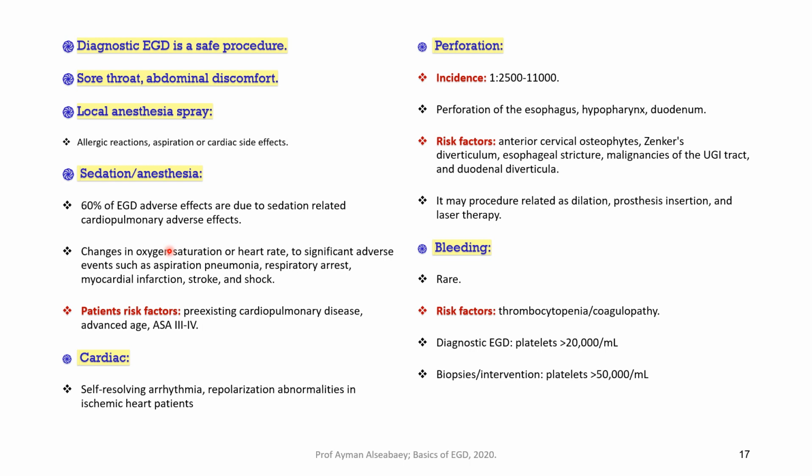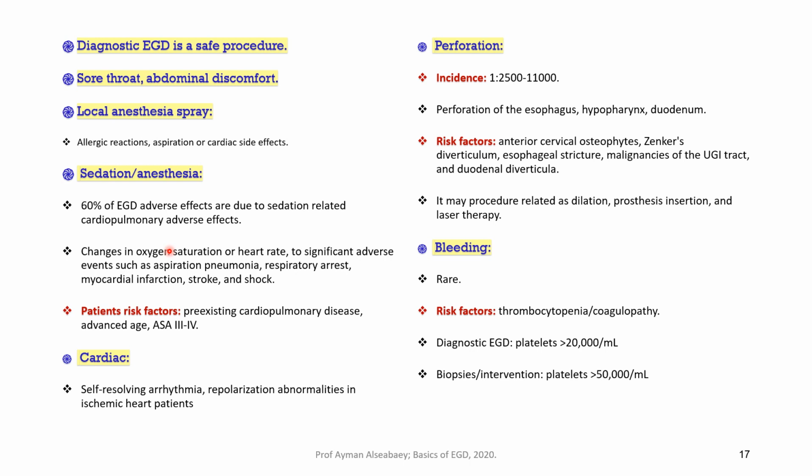The most common sites for perforation are the hypopharynx, the duodenum and the esophagus, which are narrow, and you may use force to negotiate and pass through them. There are risk factors for perforation, like anterior cervical osteophytes, which narrow the lumen, as we will know later. Zenker's diverticulum is a common cause of esophageal perforation, because you don't know where the lumen is. Esophageal stricture, if you try to traverse it strongly. Malignancies of the upper GIT, because the tissue is friable, and so on.